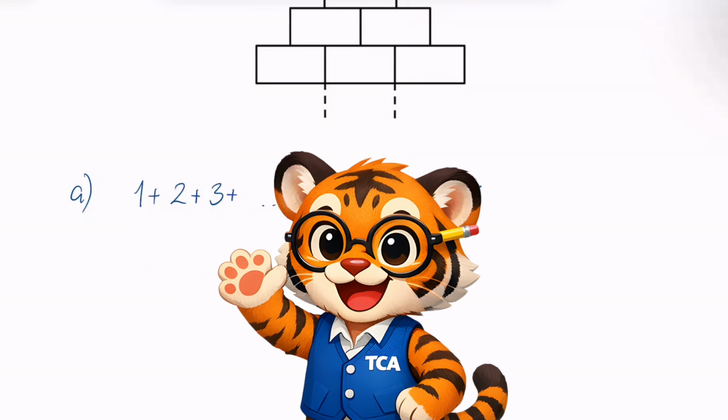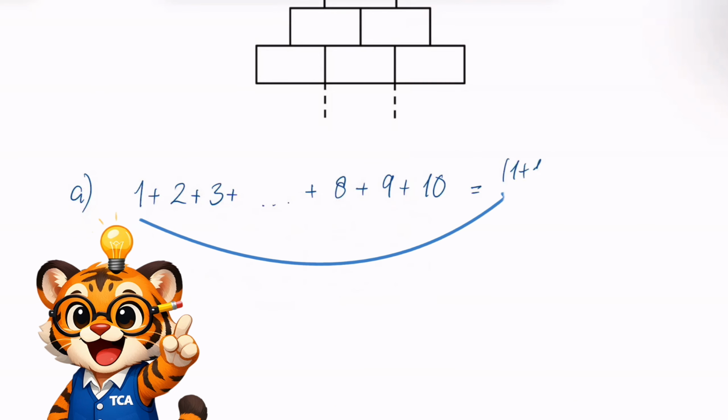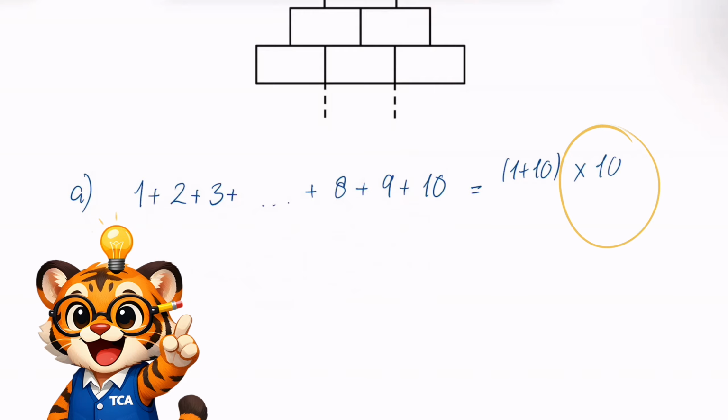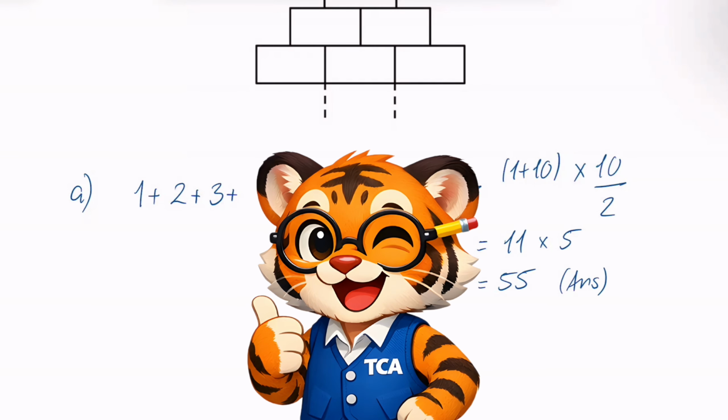Next part is showing you the trick. You have to add the first number and the last number. Then, have the number of layers be divided by 2. That results in 11 being multiplied by 5, leading to 55 as our product and answer. Got it? Now, back to the tutorial.